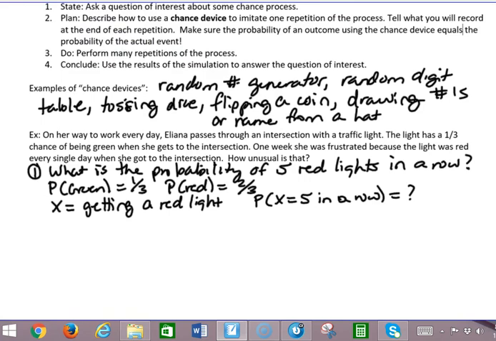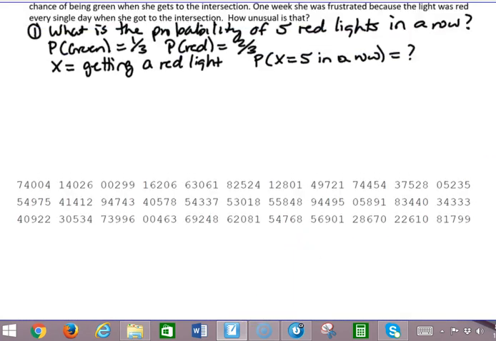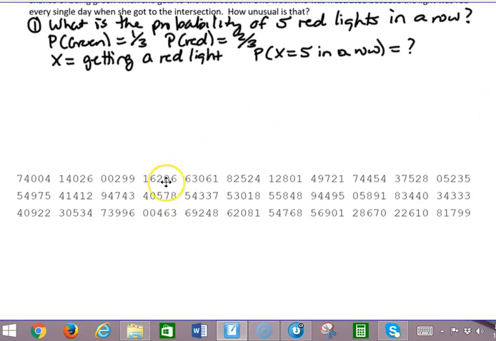When we use a random digit table, or whatever random process we use, we have to make sure that the probability in our simulation matches the probability in the problem. So I have a 1/3 probability of getting green and a 2/3 getting a red. So somehow I have to model that 1/3 green, 2/3 red using numbers on this table. Well, the easiest way to do that would be to use as many one-digit numbers as I can, which in this case would be 9. I could use 9 of the 10 one-digit numbers.